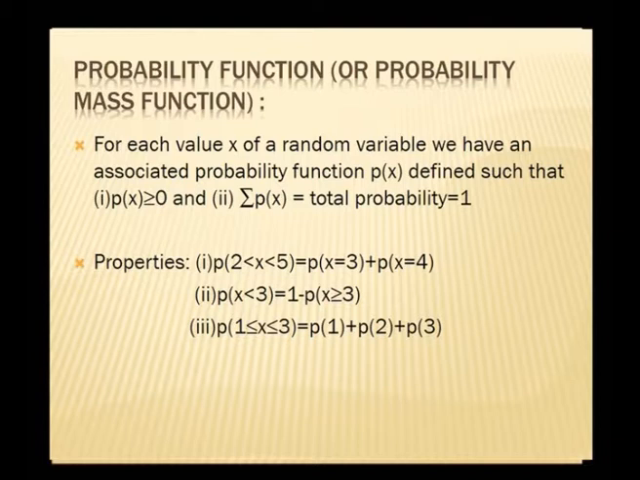Second, total probability must be 1. In the discrete case, each of the probability values should be greater than or equal to 0, it cannot be negative, and the total probability, which we represent by sigma p of x, must be equal to 1.